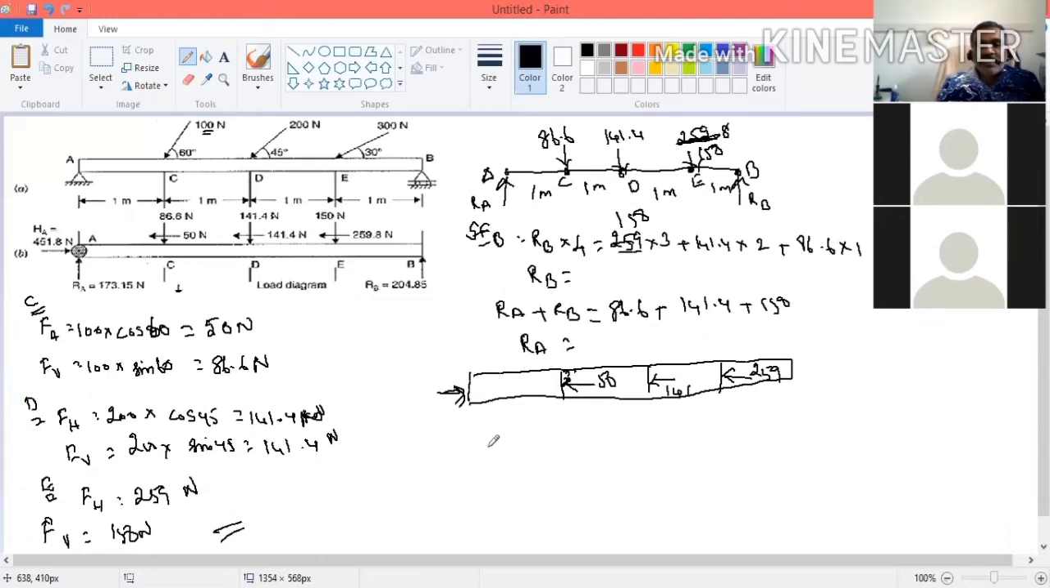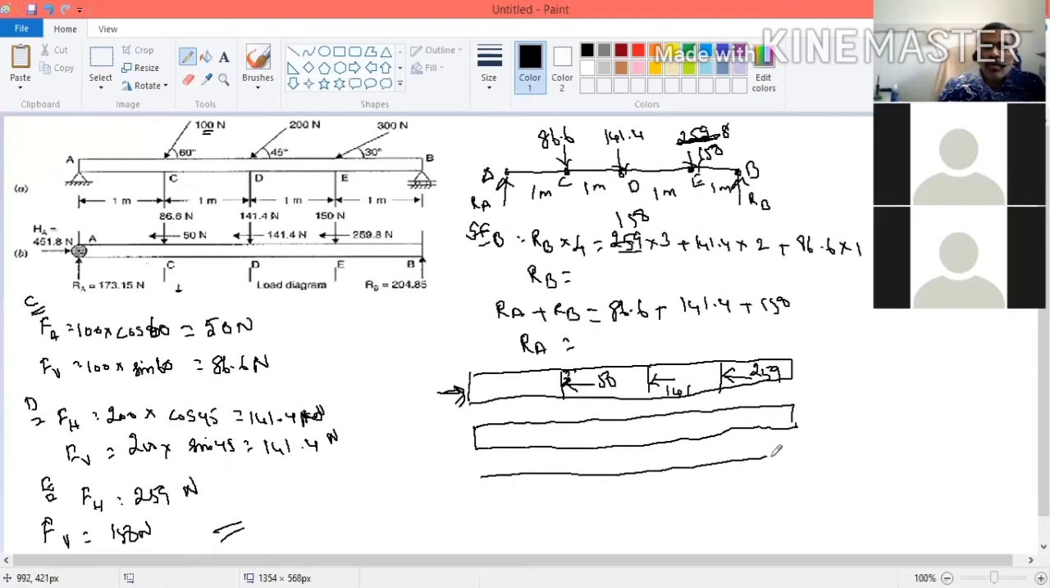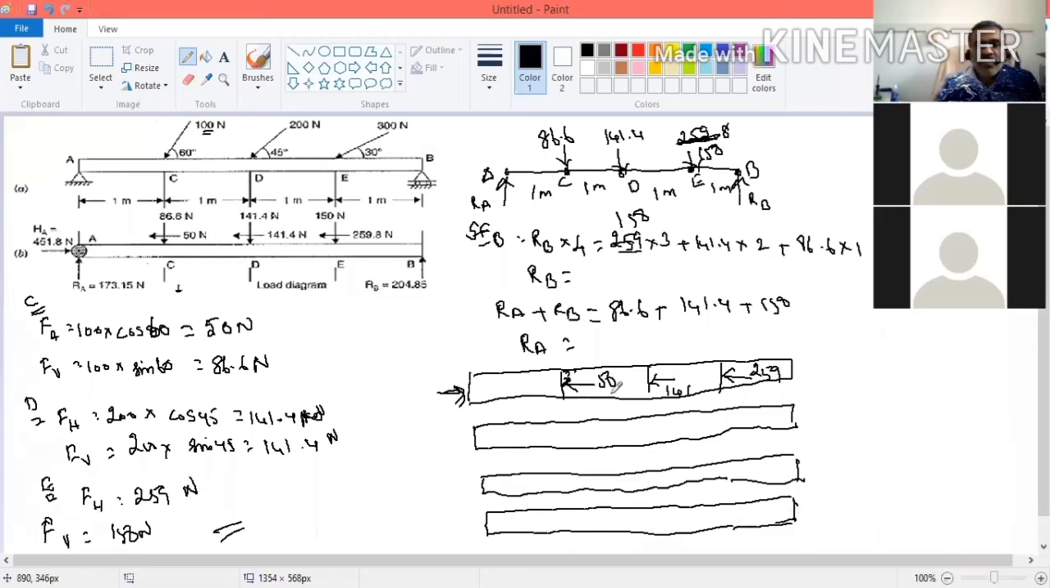Now, as we discussed in the first unit, the 259 is acting here to the left. Here the reaction is here. So the 259 will act here, and the reaction here. How much force will be acting here? So now you have to write the equilibrium equation.